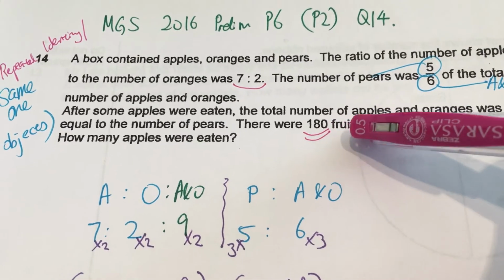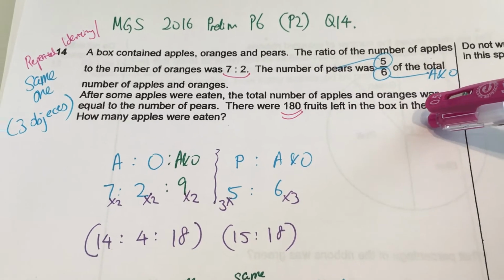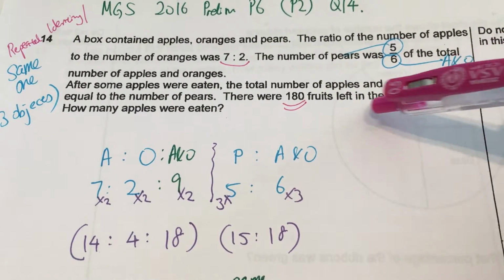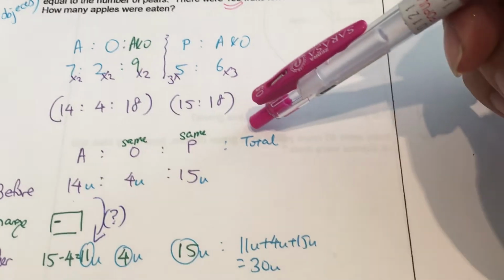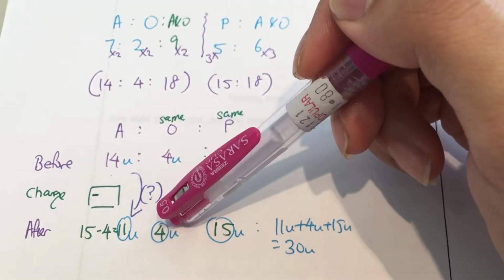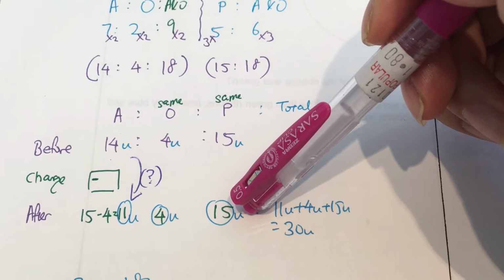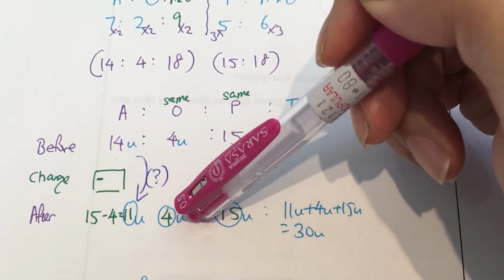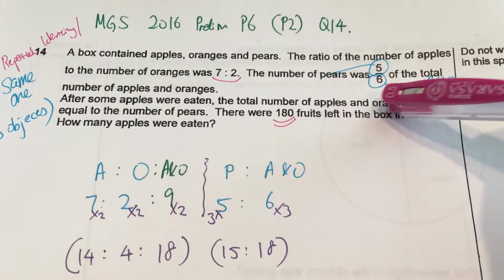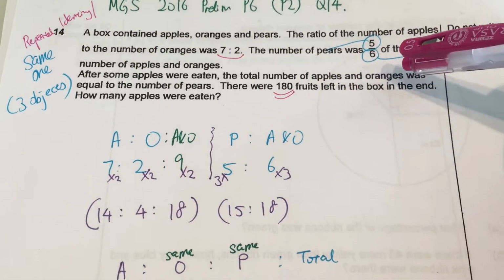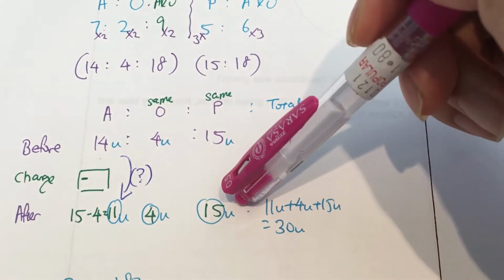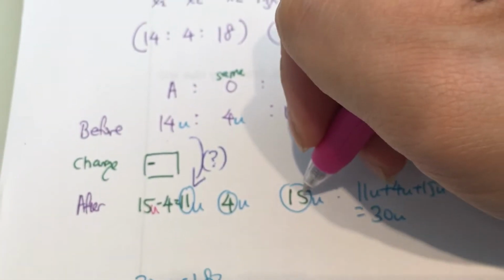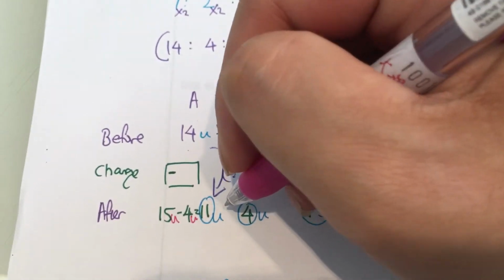Then let's go back to here. The total number of apples and oranges was equal to the number of pears. So this and this should add up to become 15. And since there's no change for this, let's put 15. Since there's no change for this, let's put 4. And we know that from this sentence, A and O should be equal to 15. So to get 11, we will just take 15 minus off 4 to become 11.